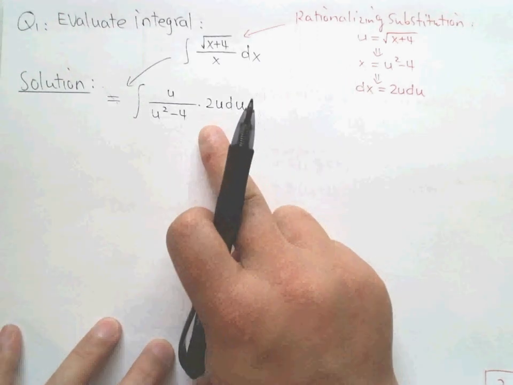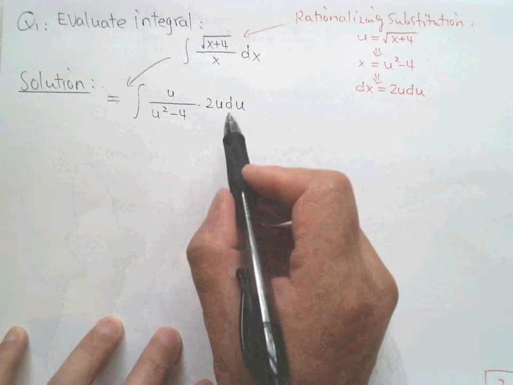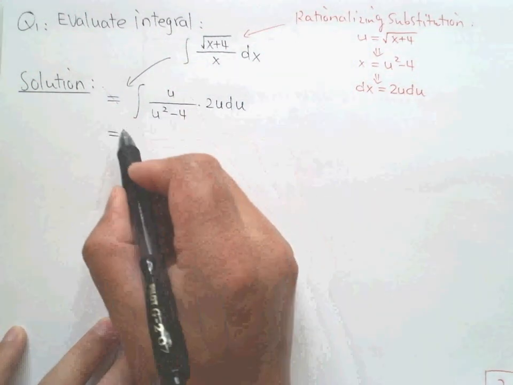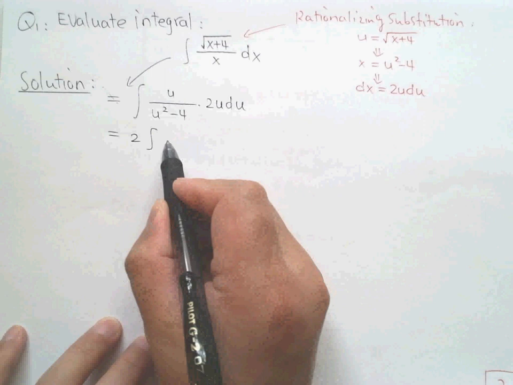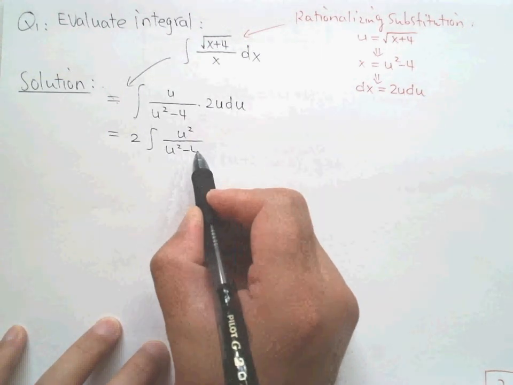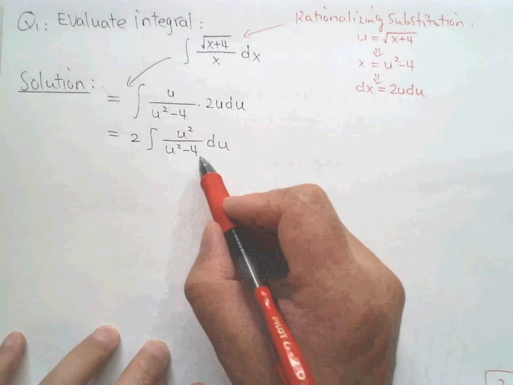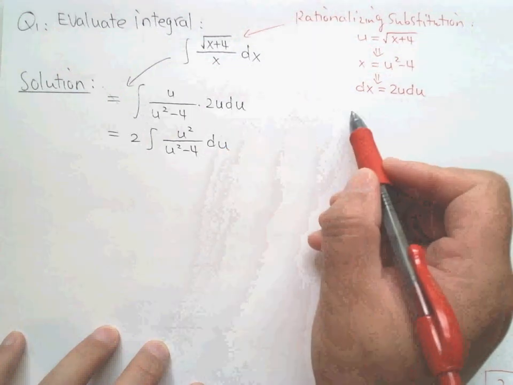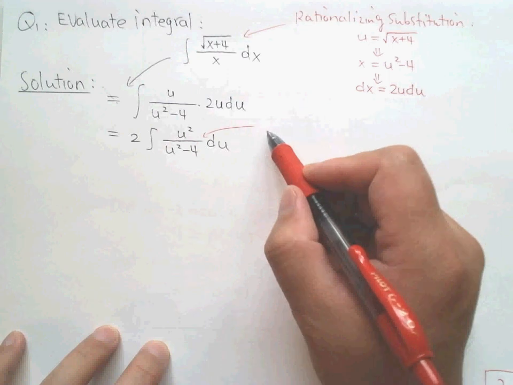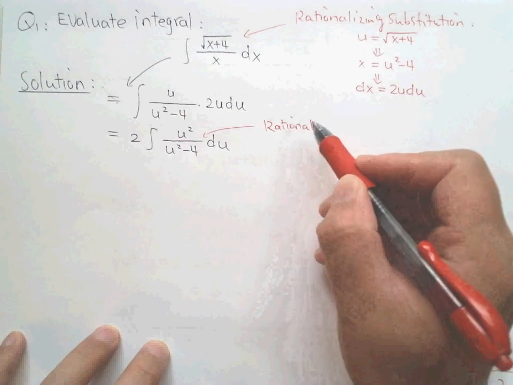Is this a rational function? Definitely, right? We don't have a square root or anything. But we can simplify a little bit. We factor out 2, and then the integral goes to this: u square on top, and the bottom is u square minus 4, and the du. So now we look at this. Can we see? This is already a rational function, good.